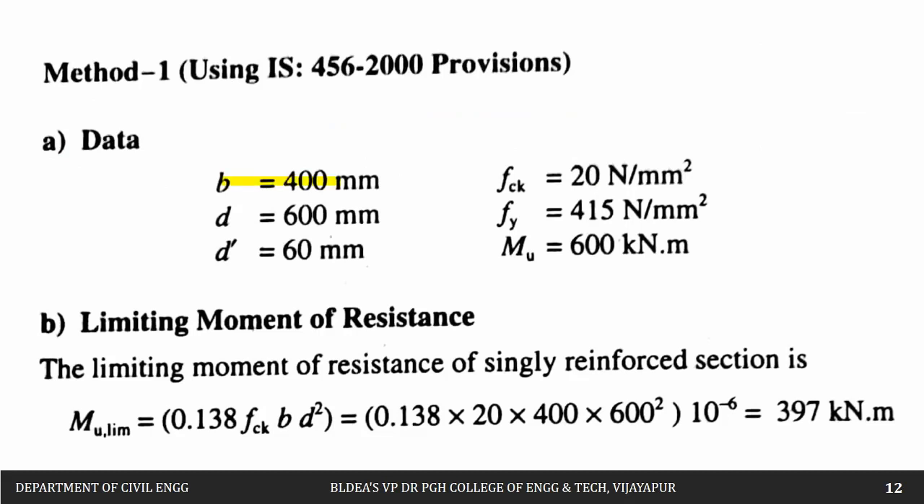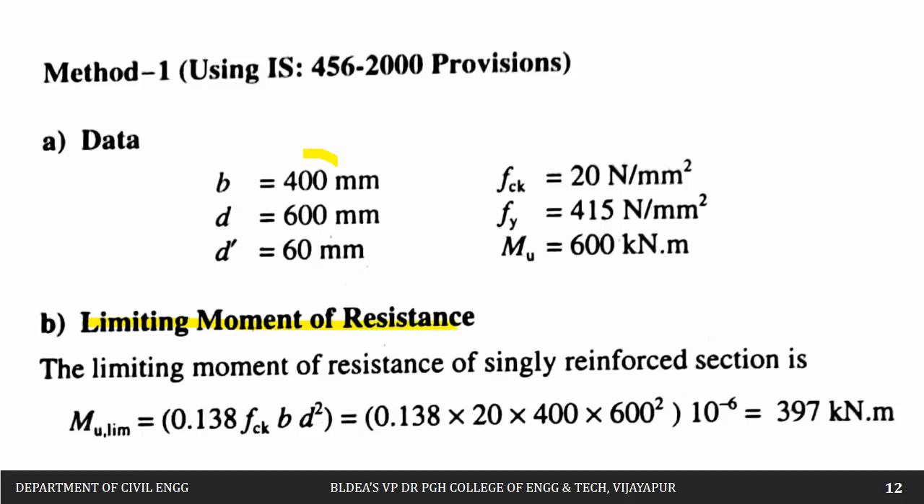So B is given as 400, D is 600, small d, that is the effective cover, is 60 mm, FCK is 20, FY is 415, and the moment that has to be carried is 600 kilonewton meter. So for this we'll try to design. First we'll calculate the limiting moment of resistance.